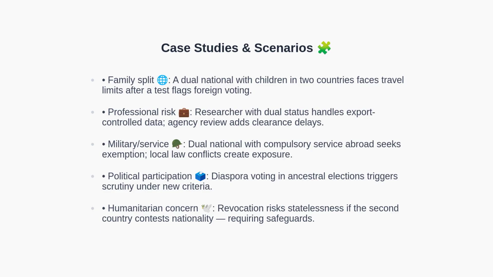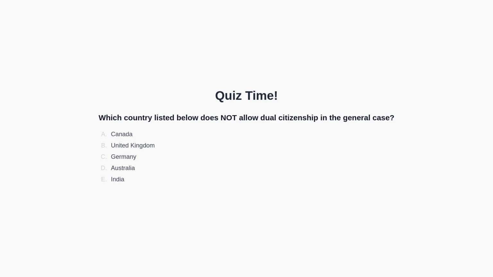Now, another quick quiz to reinforce what we've covered. Second quiz. Which country in this list does not generally allow dual citizenship? Options are Canada, United Kingdom, Germany, Australia, and India. You may pause the video now to think about the answer. We will discuss the answer in the next section of the video.